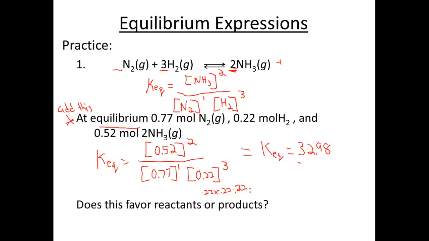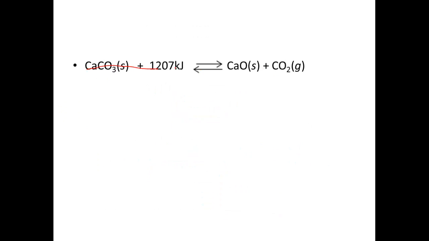32.98, since it's greater than 1, favors our products. So our KEQ can show our established equilibrium favors the production of the products. Go ahead and just take that one out. And that will be it for establishing our KEQ, or equilibrium constant.